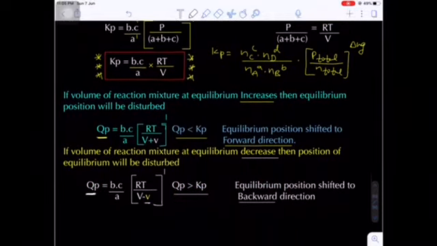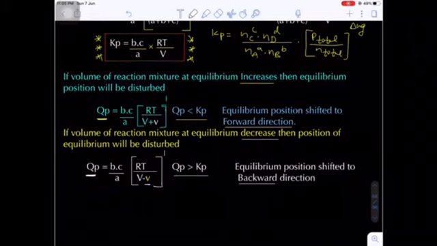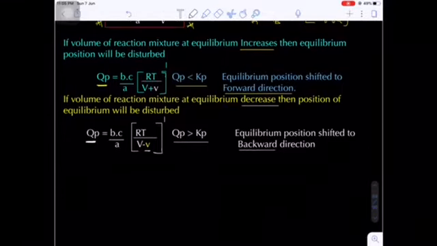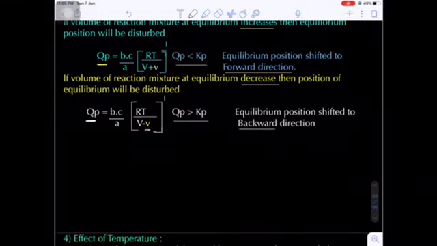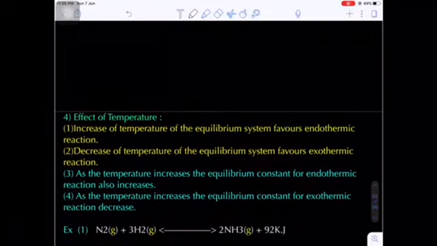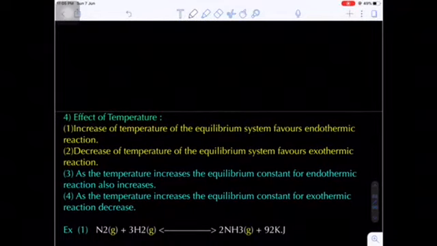Are you getting my point? So this is the effect of volume on the position of the equilibrium. Are you getting my point? Pressure effect and volume effect are inversely proportional to each other. Now there is one more important effect, that is the effect of temperature on the position of equilibrium.